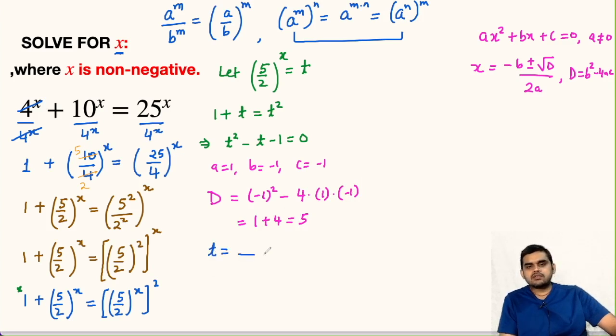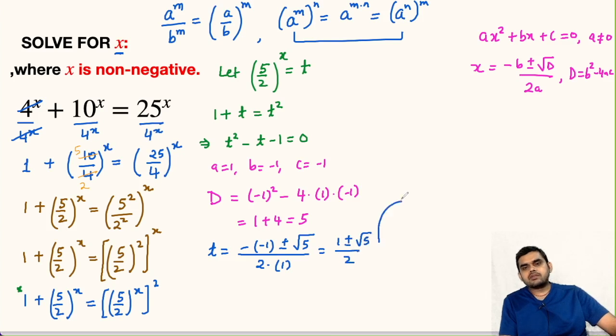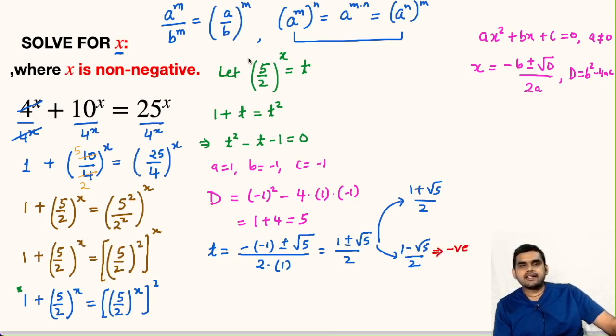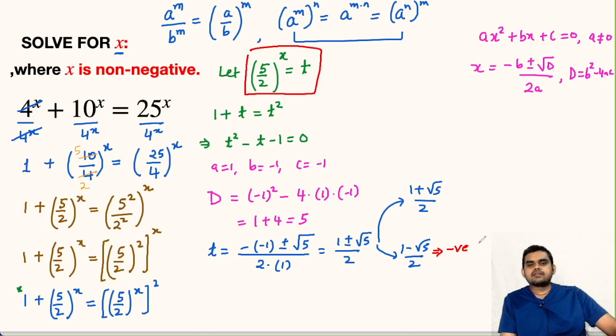So t will be equal to negative of b, that is minus 1, plus minus square root of d, that is 5, divided by 2 times a, that is 1. So this will be 1 plus minus root 5 divided by 2. So from here we will get two values of t, 1 plus root 5 divided by 2 and 1 minus root 5 divided by 2. Since root 5 is greater than 1, 1 minus root 5 divided by 2 will give us a negative value of t. And t is linked to x via this relation. So if we substitute a negative value of t, this may result in x being negative. So we will discard this.